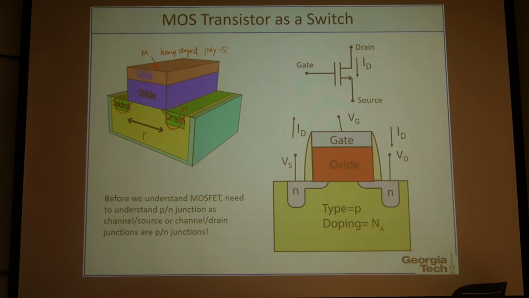Any questions? So here, question: is the oxide too thick? This cartoon is not to scale. So the oxide actually is very thin, like 1 or 2 nanometers. Yeah, it's very thin, this oxide. This is not to scale. This is very thin actually.